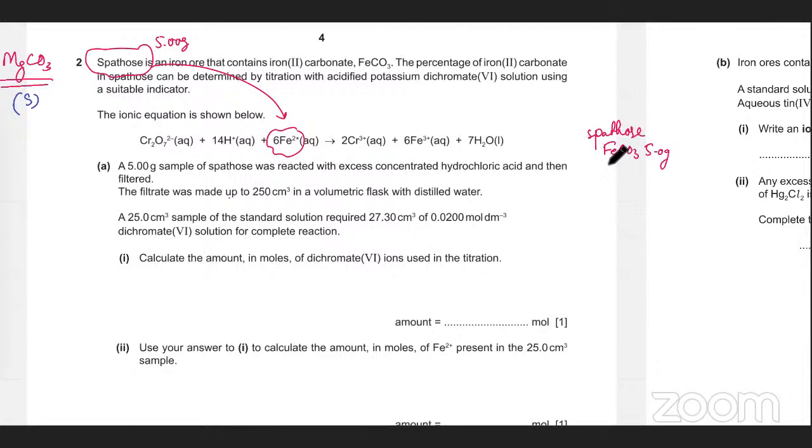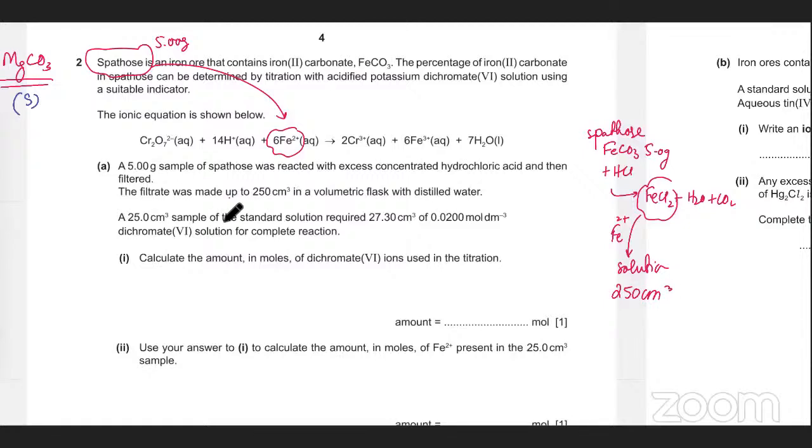So then what he does is that he reacts it with concentrated hydrochloric acid and then filters it. So he's reacting it with HCl. That means there's going to be a reaction, and the carbonate would react with the acid to form FeCl2 plus water plus carbon dioxide. And he filters it. So now your solution contains FeCl2, or basically Fe2 plus ions, which are all coming from spathos. And the solution is made up to 250 cm3. So he adds water, and it's now a diluted 250 cm3 solution.